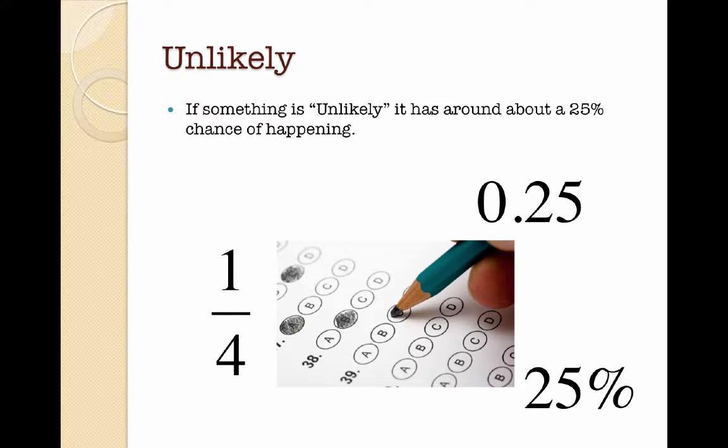If something is unlikely, it has around about a 25% chance of happening. This is about 1/4, or 0.25 as a decimal, or 25%. If you were to guess in a multiple choice test and you had no idea, you would have an unlikely chance of getting it right because you have a 1 in 4 chance of being right.